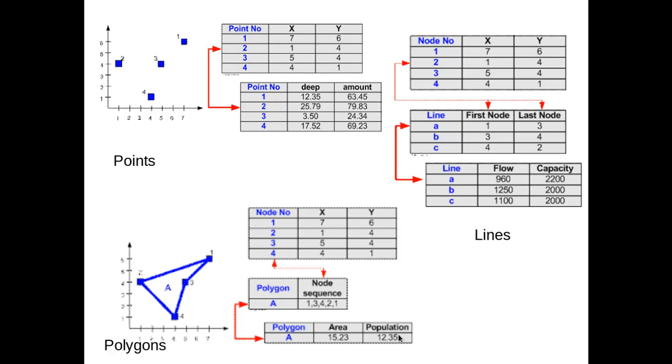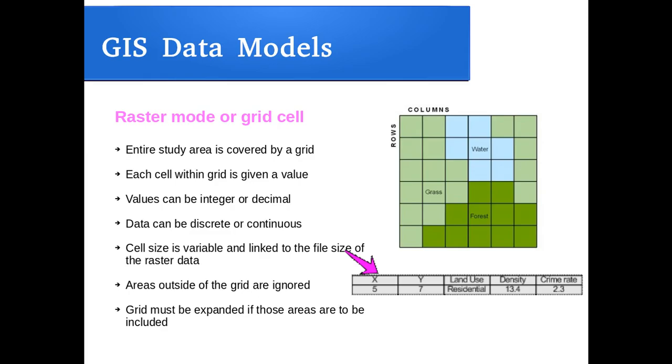And in the same way, that polygon, once created, for instance the polygon A, that is a combination of many nodes and lines, can store information in a relational database, just in the same way that we can see here. However, that's not the only data type that we can use in a geographical information system. We can also use the raster mode or grid cell mode.